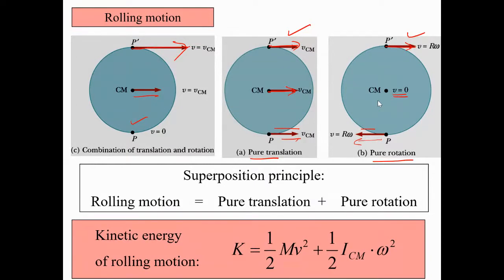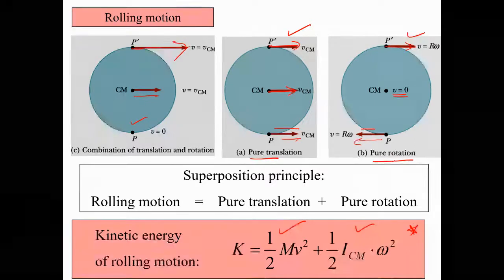So if any body is in rolling, you have both translational kinetic energy and rotational kinetic energy. Translational kinetic energy is written as half mv square. Rotational kinetic energy is written as half I omega square. Clear? You will study this formula in the next chapter. Understand?